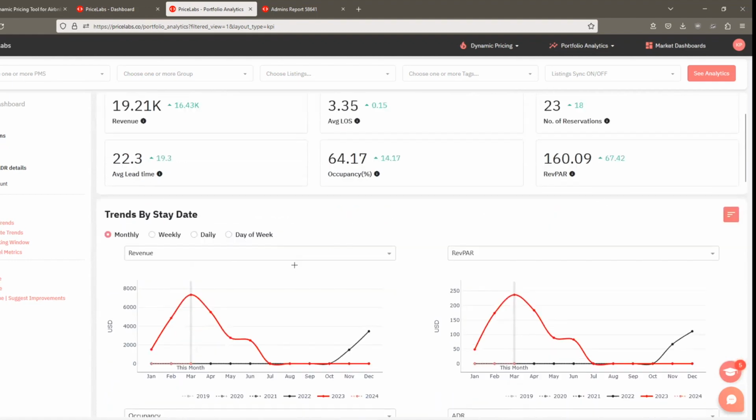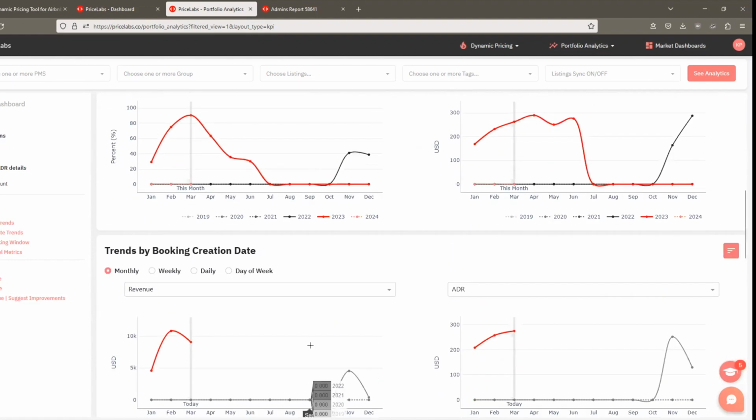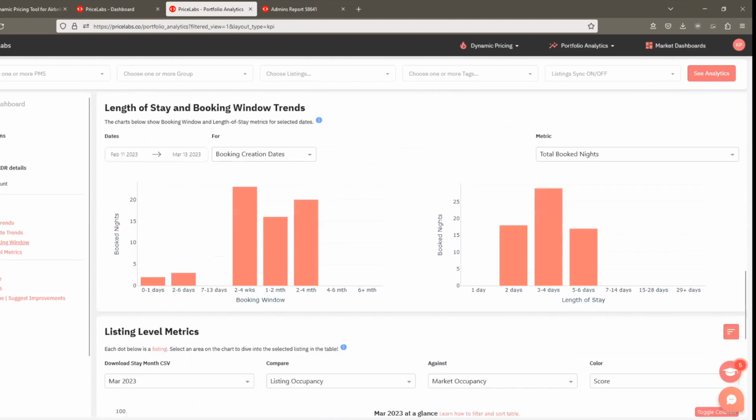Those are helpful, but don't always paint the entire picture. There is this neat section called length of stay and booking window, which actually breaks it out. It says, what's the booking window? How many days out do you get booked? And it's saying 20 of your nights got booked between 2 to 4 months out. It gives you a distribution. It generally tends to say very little happens last minute, and very little seems to be happening very far out. You're right in the middle window of 2 weeks to 4 months, right?